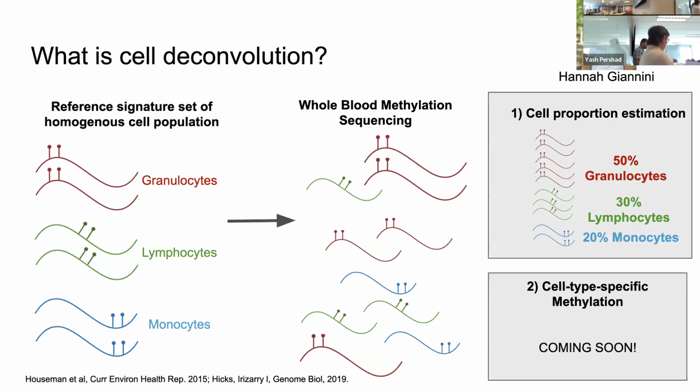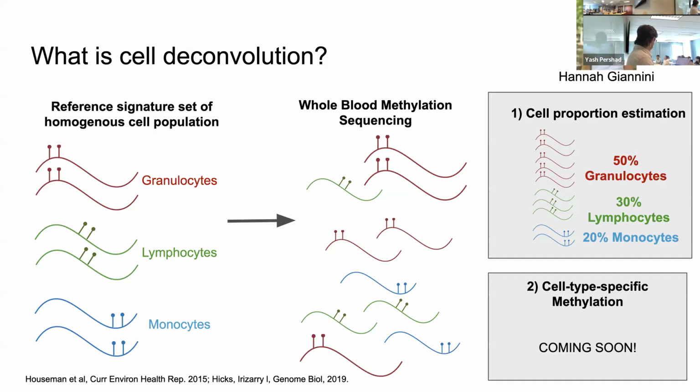So this slide is from Hannah. She's working on this really important problem. So basically, how cell deconvolution works is you have a reference signature set of what you know a granulocyte looks like, what you know a lymphocyte looks like, what you know a monocyte looks like, and then you're sequencing the whole blood, which is a fixed mixture of these known patterns from basically flow sorting and understanding what each particular cell type looks like.